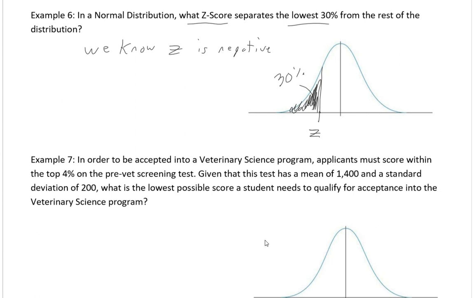We know the z-score has to be negative because it's below the mean. It has to be. But we don't really know too much else from that. We need to go into the z-score table to try to figure this out. We need to figure it out in a little bit of a different way.